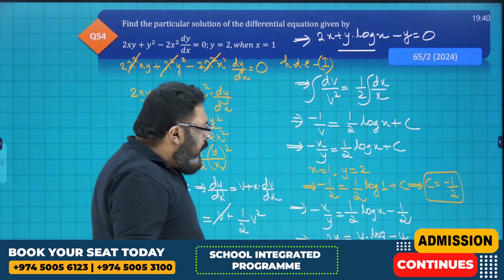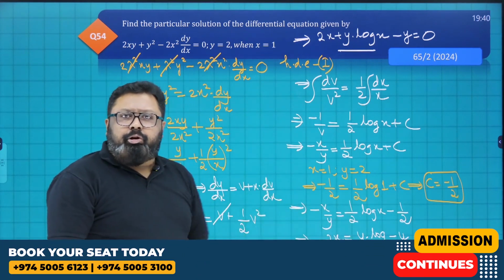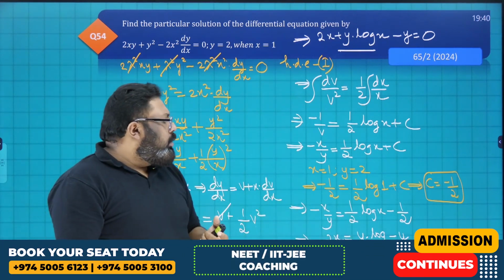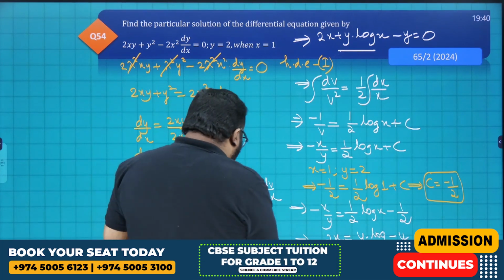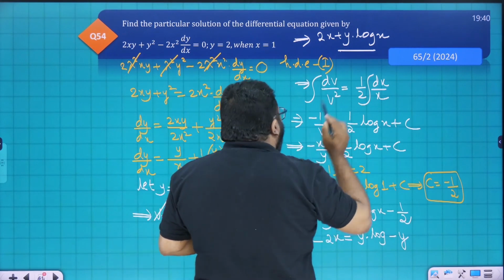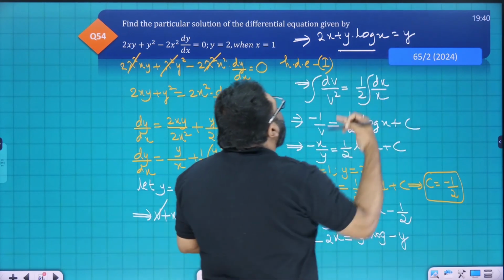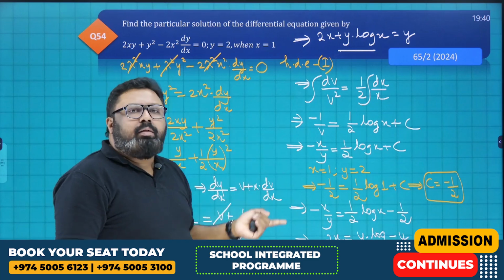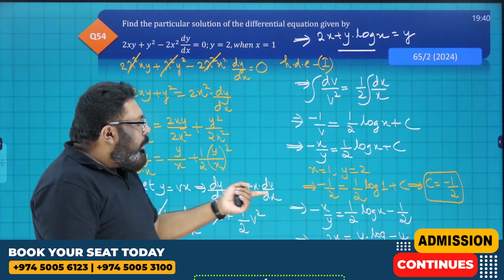It's not compulsory. If you leave it like that, also nobody is going to take your marks. I just want it to look more beautiful. Okay, that's all. So I can write it as equal to y. That's also a correct way to write it. So y is equal to 2x plus y log x.